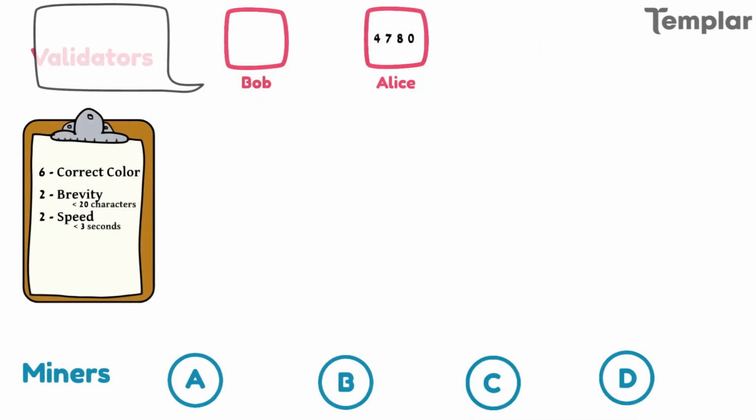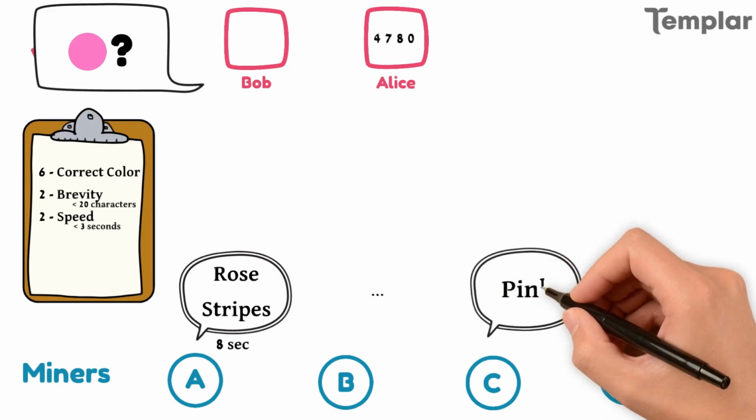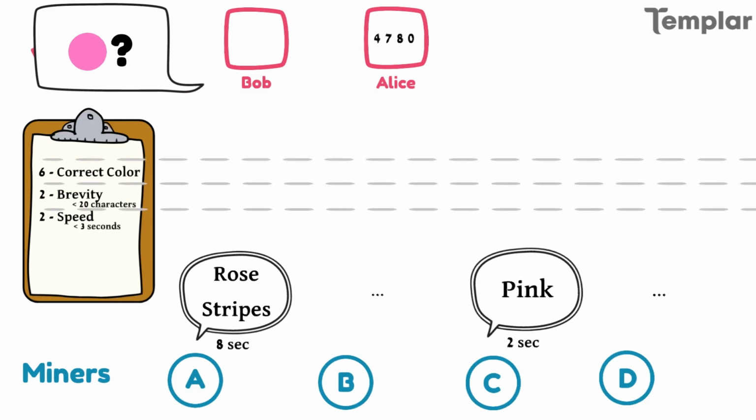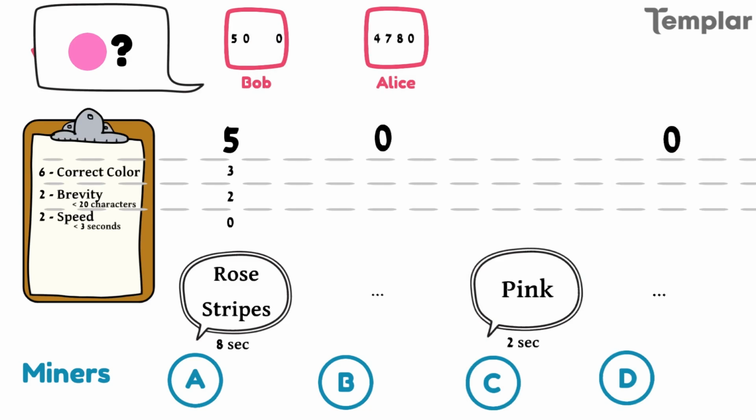Bob, another validator, will ask the miners to tell him what color this is. Miner A replies with rose stripes in 8 seconds. Miner B didn't reply. Miner C replies with pink in 2 seconds. Miner D also didn't reply. Miner A has given a short, correct-ish answer, but it took them a while, so they get 5 out of 10. Miners B and D didn't reply after multiple validator attempts to reach the miners. They both get 0 out of 10. Miner C has given a short, good answer in good time. They receive a 10 out of 10.